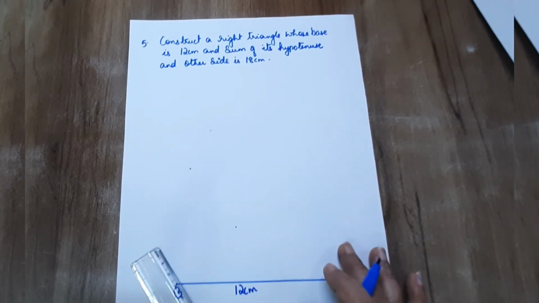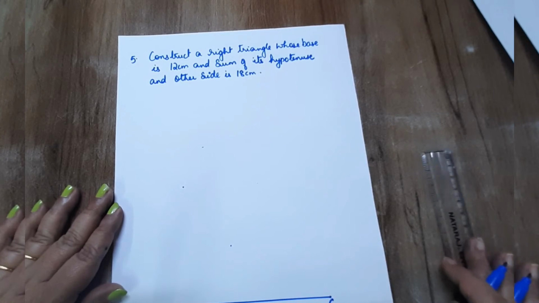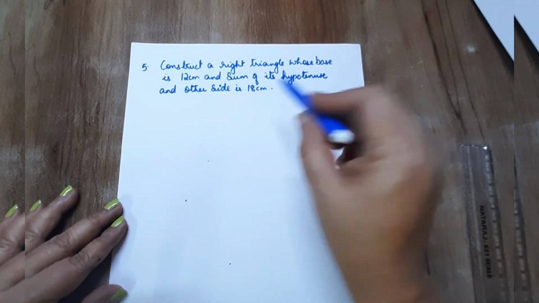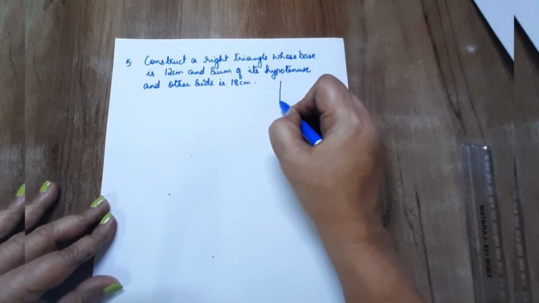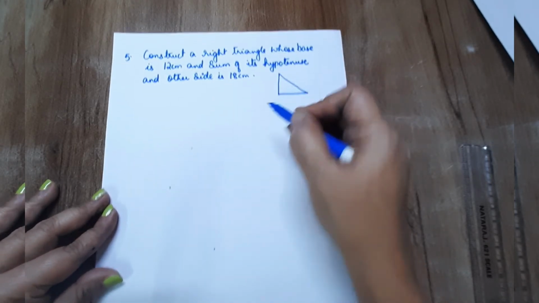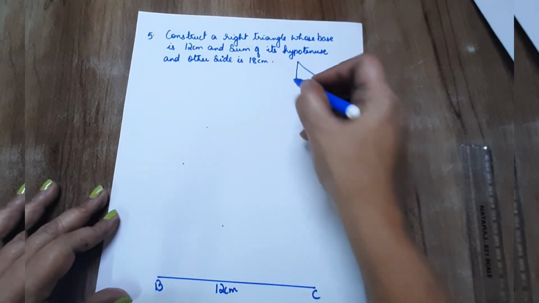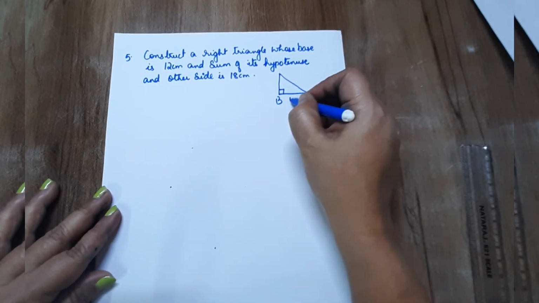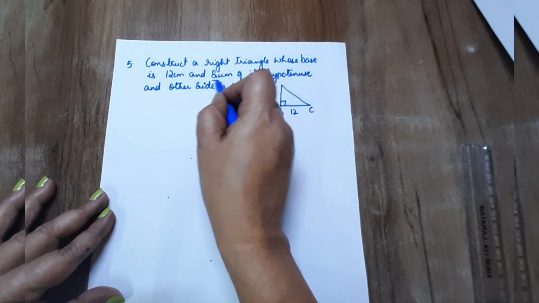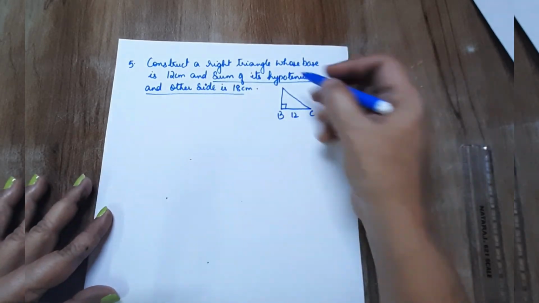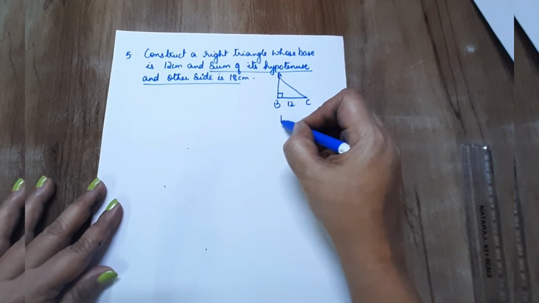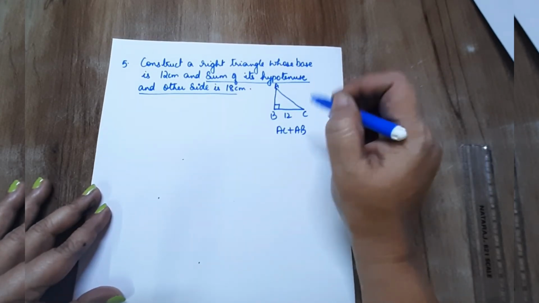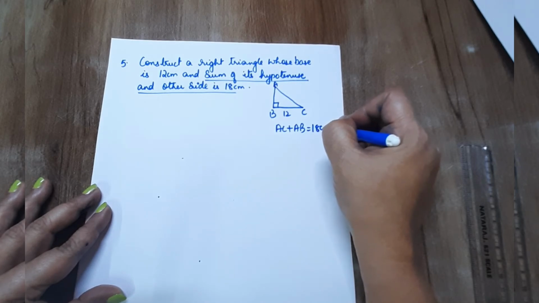Now for the fifth sum, since the fourth sum is removed for the 2021 exam, we will work out the fifth one. Construct a right triangle whose base is 12. I've taken base BC, you can name it anything, with 90 degrees to be constructed. They mention the sum of its hypotenuse and other side. So if I take AC, it is AC plus AB, and this becomes like the first sum. AC plus AB is equal to 18 centimeters.